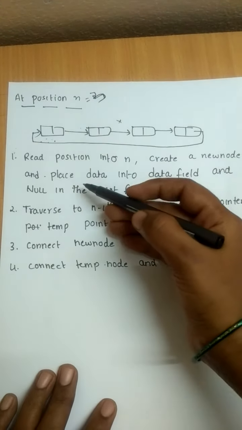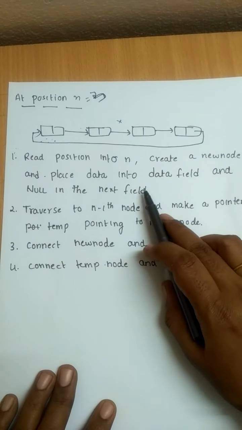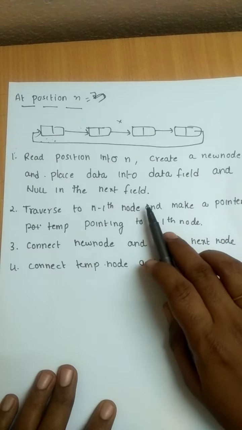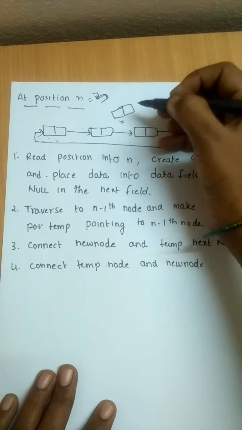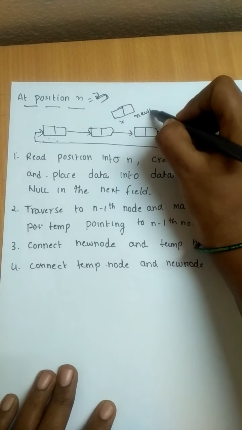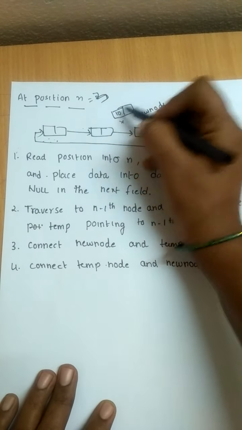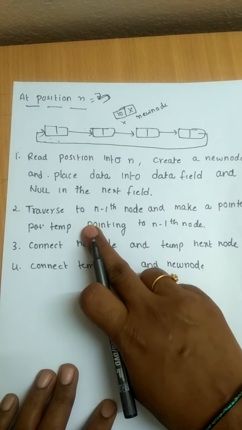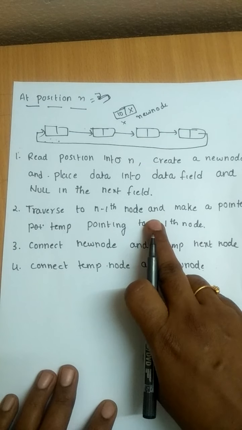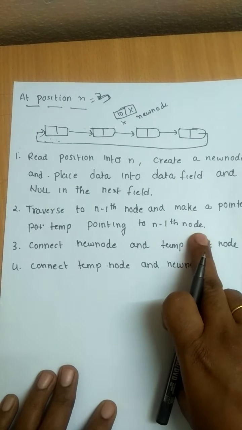What is the first step in the algorithm? Read the position into n, create a new node, and place data into the data field and null in the next field. That means create a new node. This is the new node. Insert data into the data field and null in the next field. And traverse to the n minus 1th node and make a pointer temp pointing to the n minus 1th node.